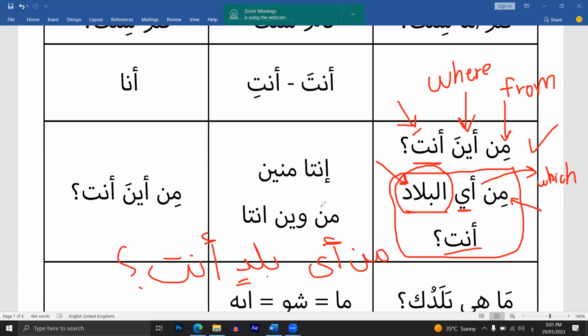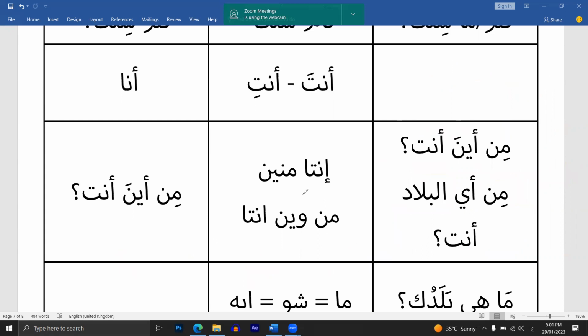From which country you are? In Egyptian dialect, we use this expression: منين. This one is the joining between من and أين. We cancel this alif and we join them together. منين. أنت منين. Where are you from?